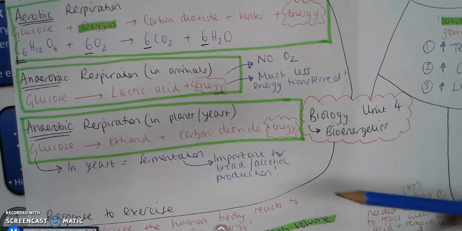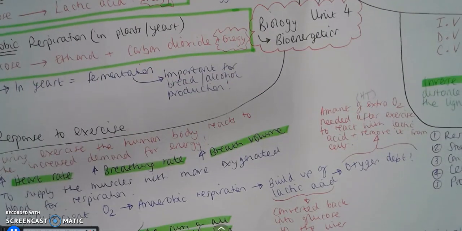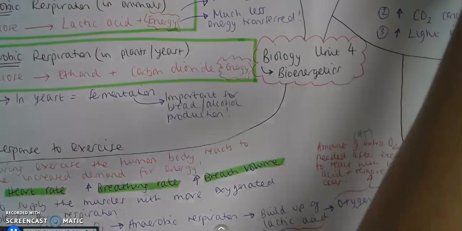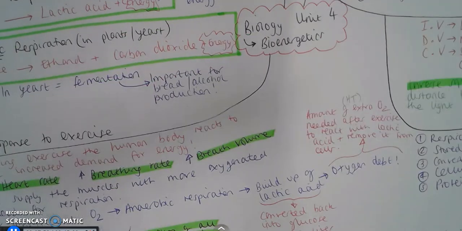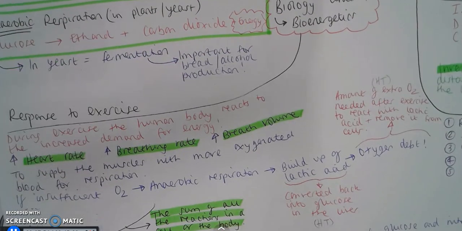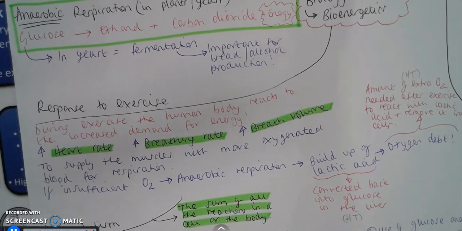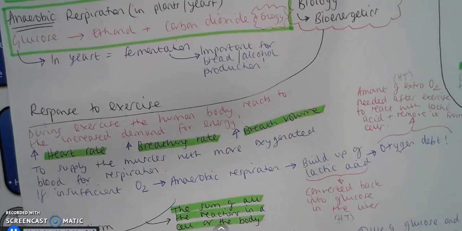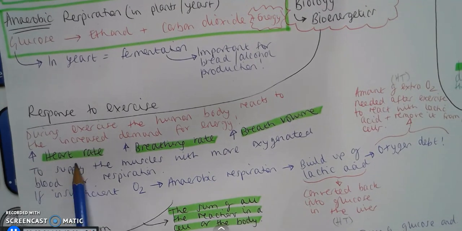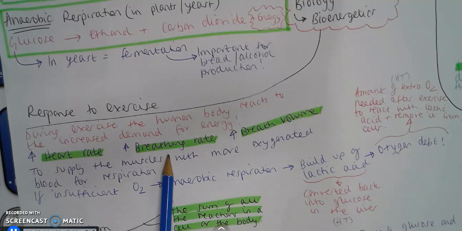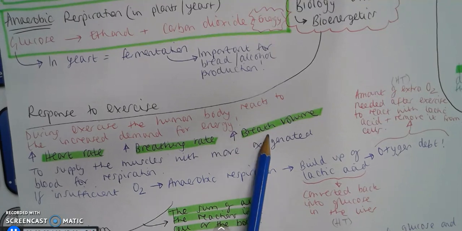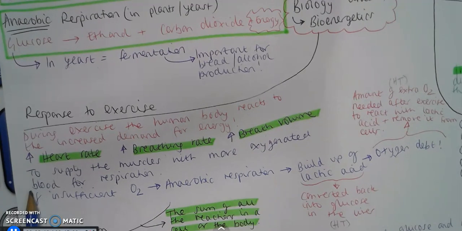Moving on to the last bit of this then, so if we're looking at response to exercise, what this is referring to is obviously during exercise the human body reacts to the increased demand for energy. So a couple of things will happen in response to that, in that heart rate will increase, breathing rate will increase, and breath volume will increase. The reason this happens is to supply the muscles with more oxygenated blood for respiration.